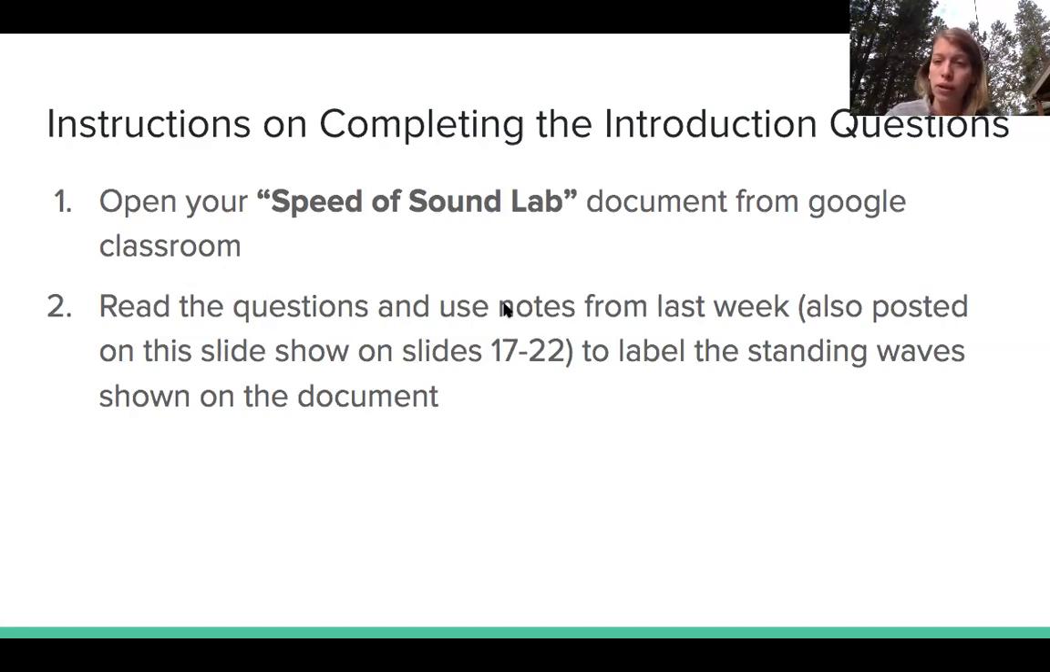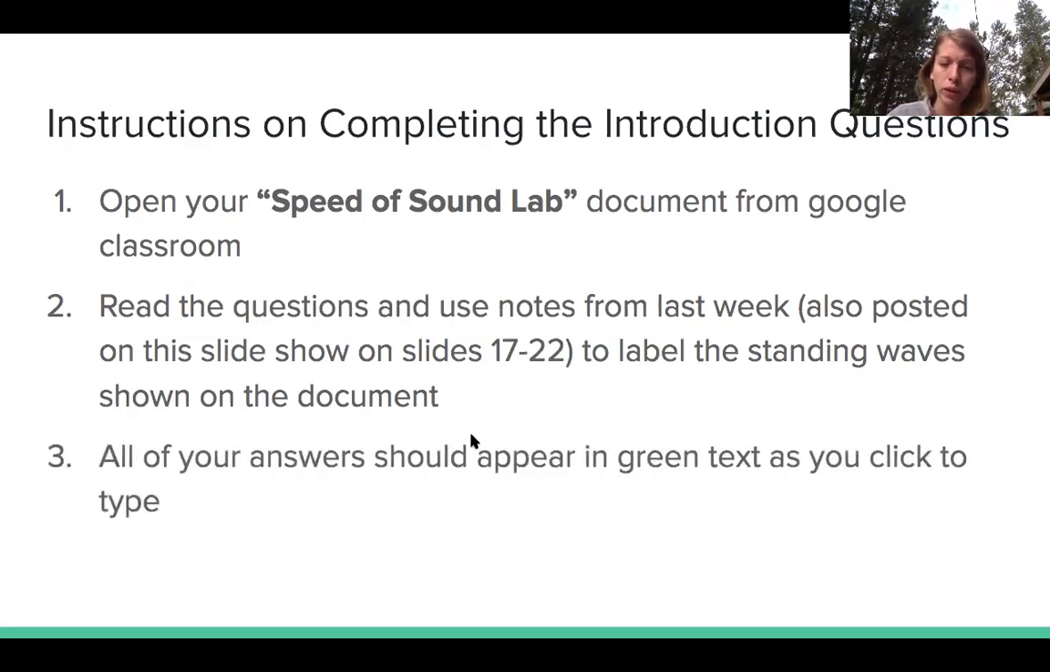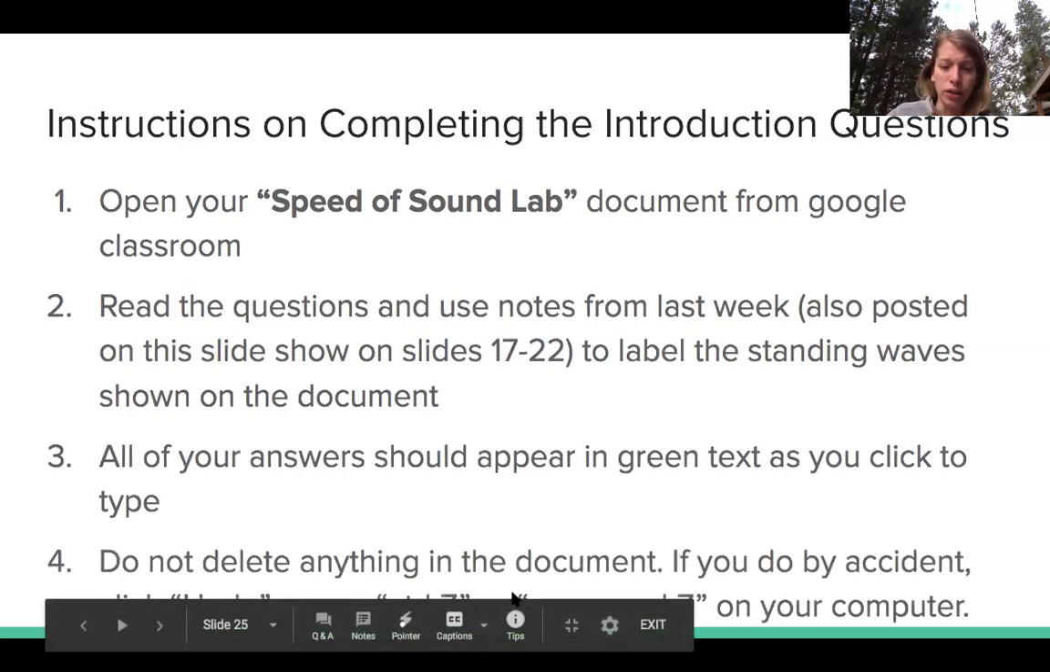They're pretty simple. If you need to review any notes about what standing waves look like, what a node is, what an antinode, fixed ends, free ends, please take a look at those notes from before. And then you're going to go through that and answer those questions.